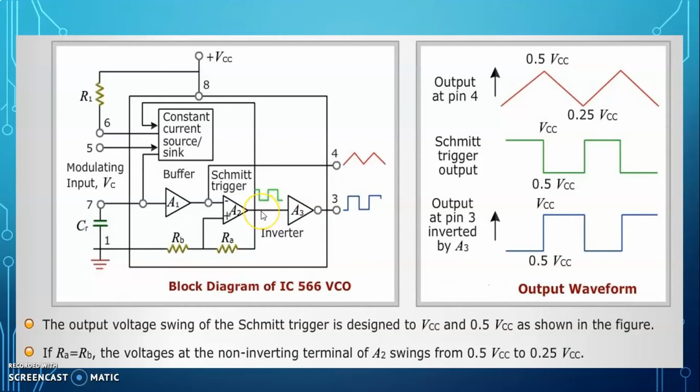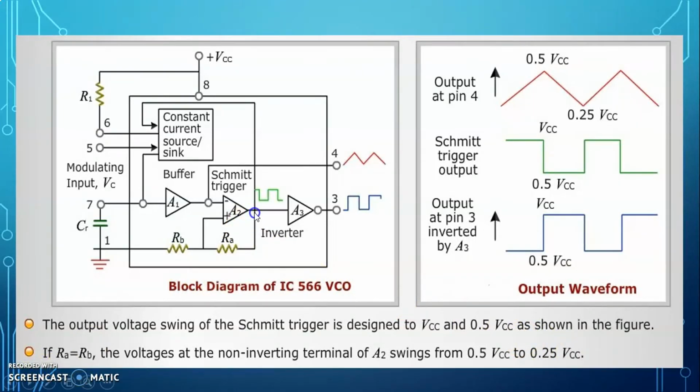The Schmitt trigger is designed such that the output voltage swings between VCC and 0.5 VCC. Here the resistors RA and RB act as the voltage divider network and provide the positive feedback to the Schmitt trigger. Here RA is equal to RB. Hence the voltage at the non-inverting terminal of the Schmitt trigger swings from 0.5 VCC to 0.25 VCC.